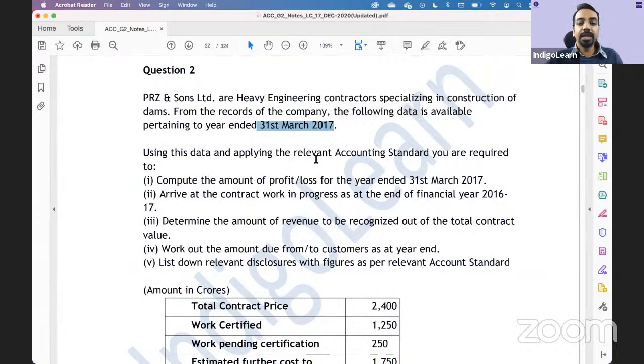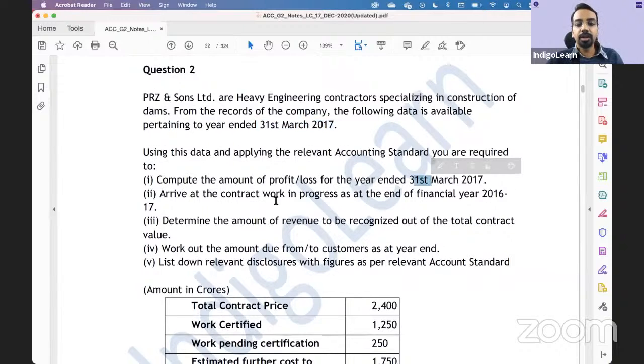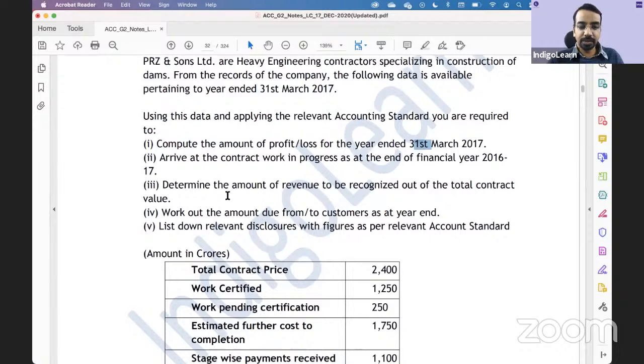Using this data and applying the relevant accounting standard, you are required to compute the amount of P&L for 31st of March. Arrive at the contract work in progress at the end of financial year 16-17. Determine the amount of revenue to be recognized out of the total contract value. Work out the amount due to or due from the customers. And list down the relevant disclosures as per the relevant accounting standard.